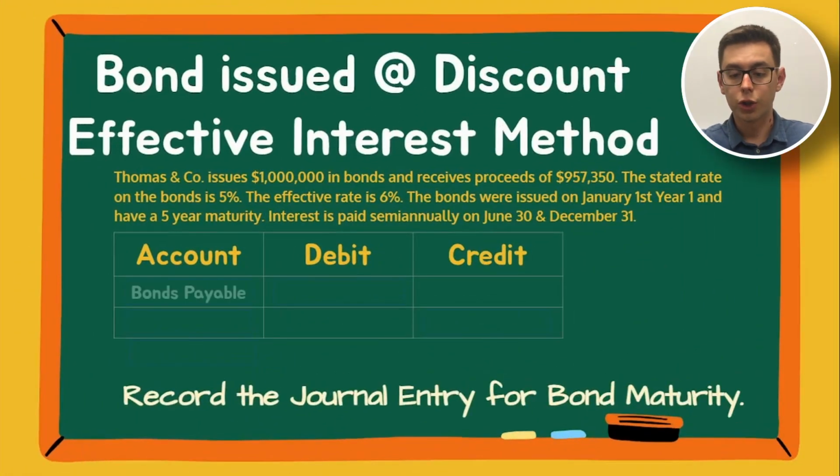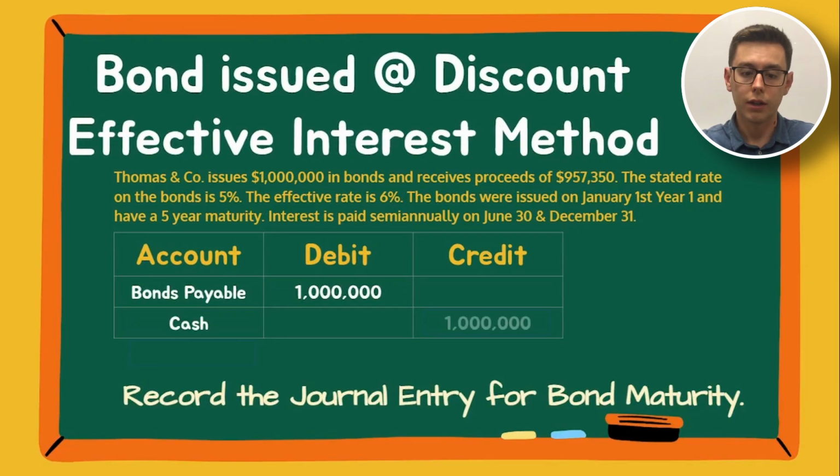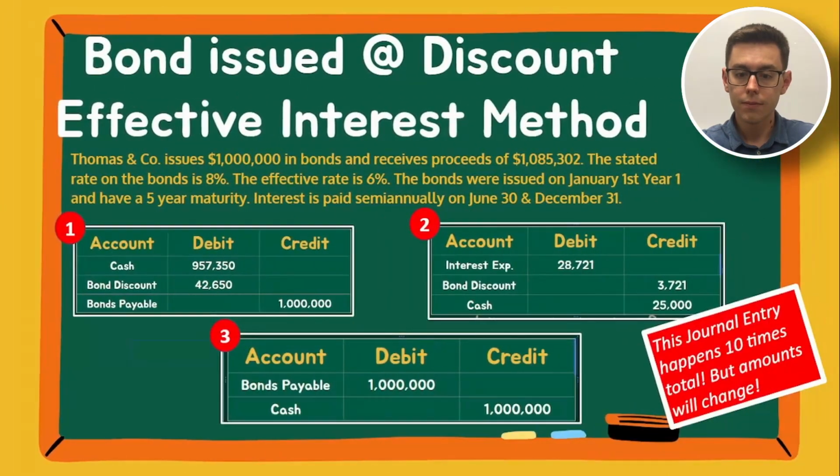Here's the journal entry for the bond maturity. We're going to debit bonds payable for $1 million, and we're going to credit cash for $1 million. Here are 3 journal entries, so you can take a pause and look at it if you need to. Number 1 was the bond issuance. Number 2 is the interest payment for the first period. Again, I'll hammer home that this changes each period under the effective interest rate method. So this is for the first period only. And number 3 is the bond maturity.